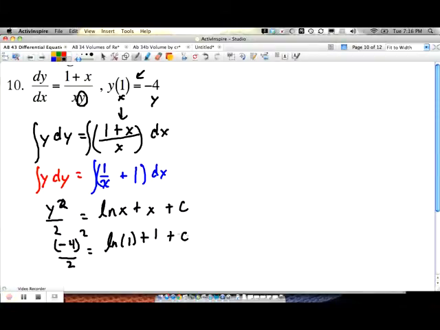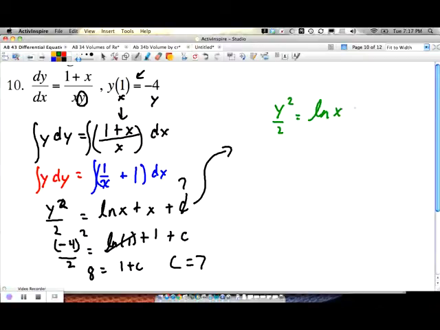Well, natural log of 1 is 0, so that's gone. Negative 4 squared is 16, over 2 is 8. So that gives me 8 equals 1 plus c. That means that c equals 7. So I'm going to take this right here and restart, but I'm going to replace the c with a 7. That means that I have y squared over 2 equals natural log of x plus x plus 7.